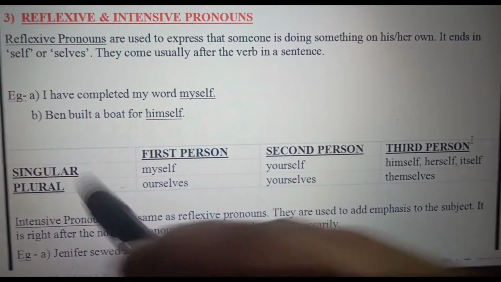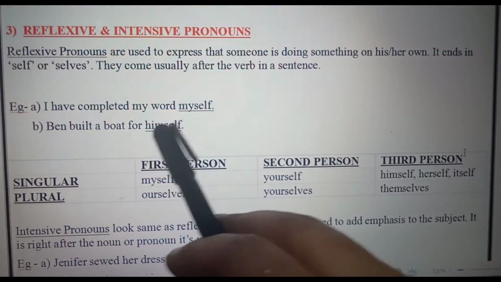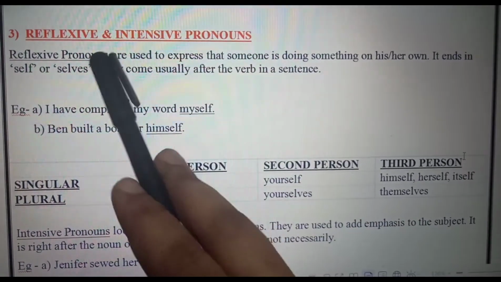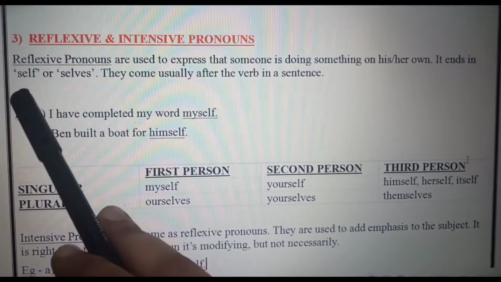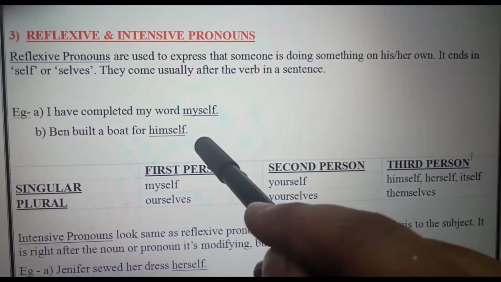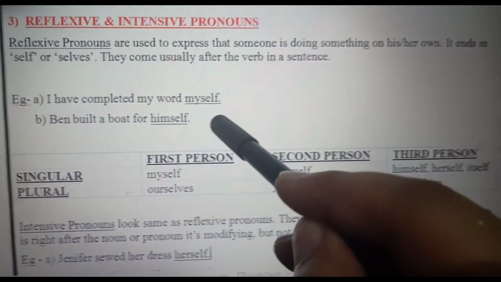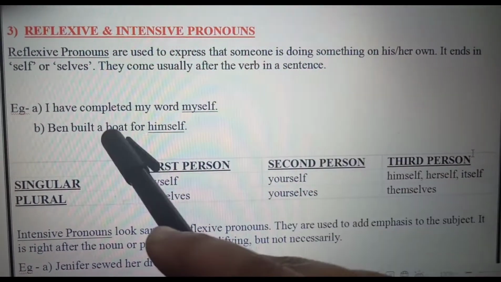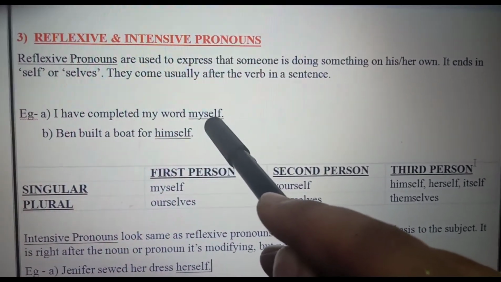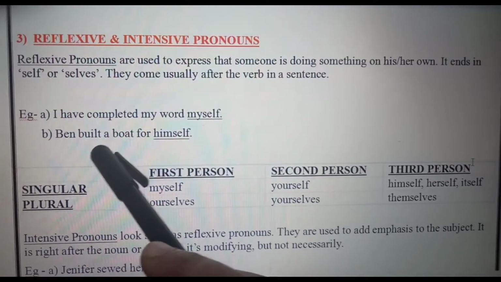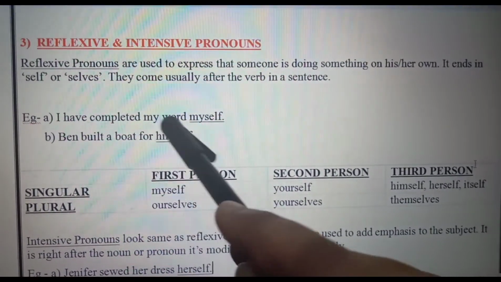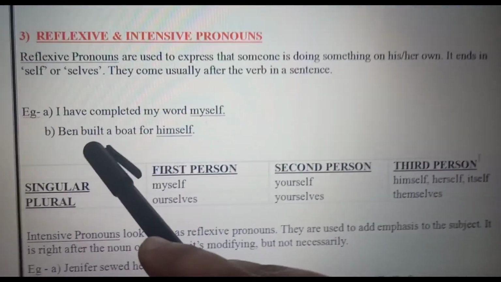Now let's have a look at these examples. I have completed my work myself. Now see, we are having self. I told you that reflexive pronouns end with self or selves. So himself, myself, yourself, ourselves, these all are reflexive pronouns. They usually come after the verb in a sentence. In this, the verb is completed and we have used the reflexive pronoun after the verb. The next one, Ben built a boat for himself. Now built is the verb and we have used the reflexive pronoun himself after the verb built.